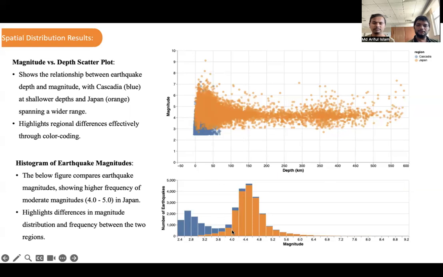of the earthquakes of Japan, we can see that most of the earthquakes are happening between the 4.5. So these areas have stronger earthquakes than the Cascadia subduction zone. Here in the Cascadia subduction zone, the most prominent earthquake is around 2.8 magnitude.